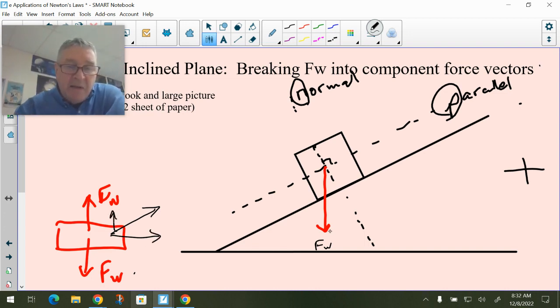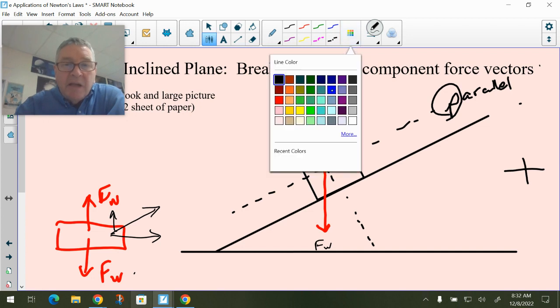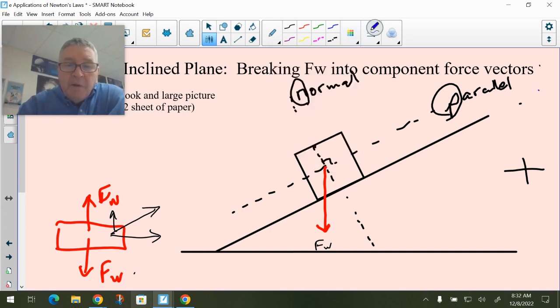I'm going to do the same thing. I'm going to take this FW and break it into components that are along the axes. And I'm going to pick a different colored pen now. I'll grab blue, for example. And what I want to do is see how much of this FW is pointing down the incline. I'm going to draw this vector. And so what I'm doing is I'm saying how much of this FW, if I go to the tip of the FW down to here, this blue line represents the part of the FW that's going parallel.